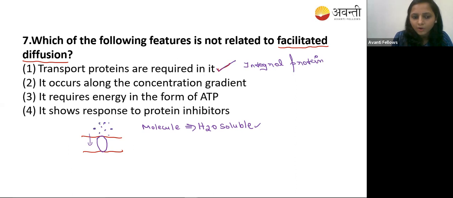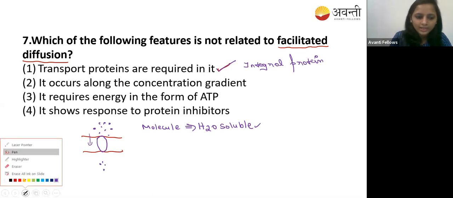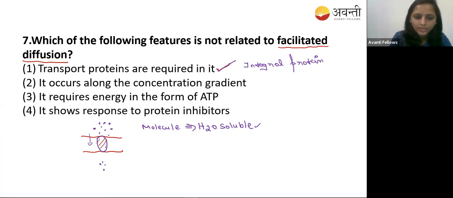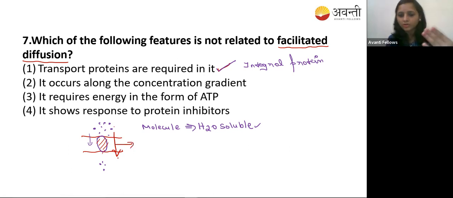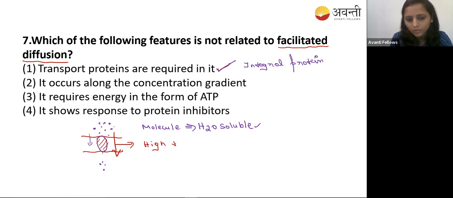So here the molecule is more in concentration, and here the molecule is very less in concentration. So here the transport will happen from the higher concentration to the lower concentration, right? High to low concentration means we call it along the concentration gradient.